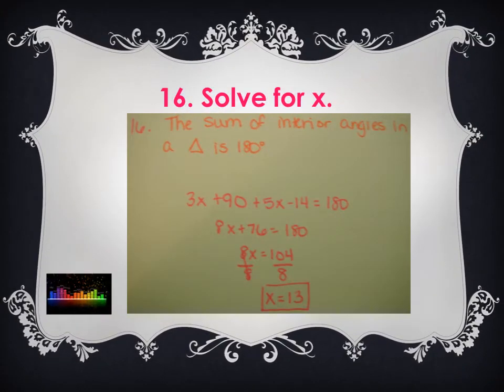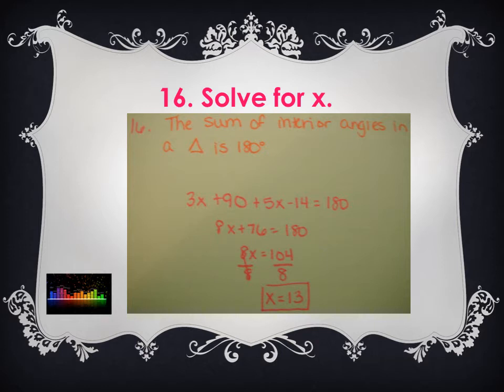In this problem you are given a right triangle. The box in the corner means 90 degrees. The sum of the interior angles in a triangle is 180 degrees. So we can add 3x plus 5x minus 14 plus 90 and set it equal to 180 degrees.